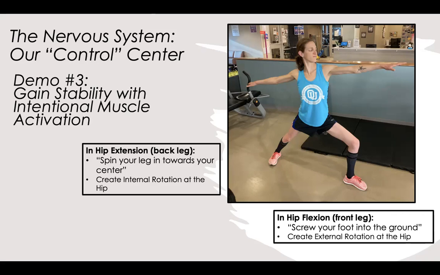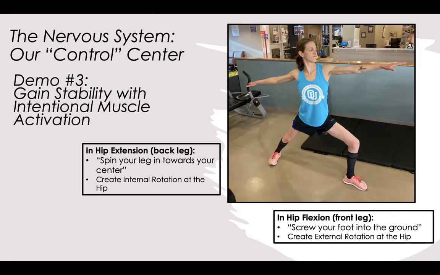The back leg, because of the hip joint morphology and because of how the muscles are oriented in the capsule, we want to create stability by internally rotating at the hip. So that back leg in your Warrior 2 position, we want to spin that leg in towards your center, or spiral that back leg in and create an internal rotation.